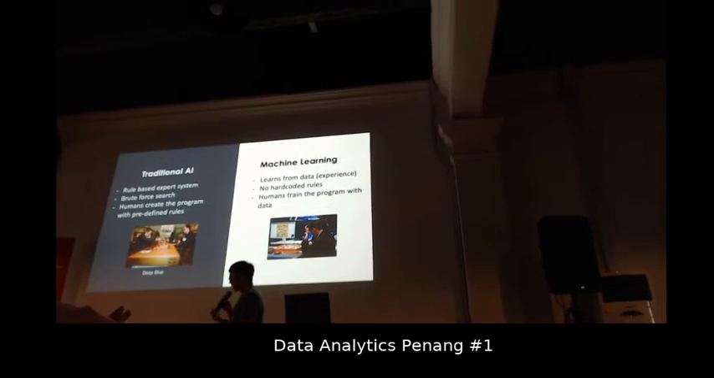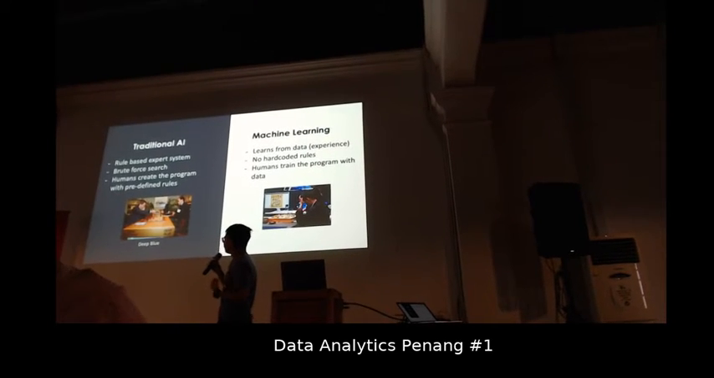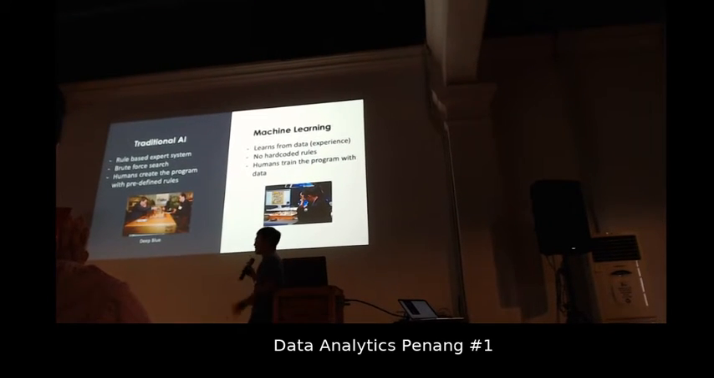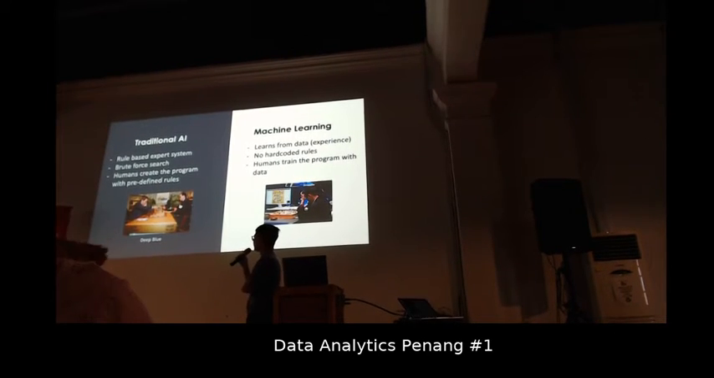Firstly, traditional AI is mostly based on rules. The rules are coded by humans, with some hardcoded and predefined rules. And then they use a brute force search to search for the best solution. This is how Deep Blue worked 20 years ago, when at that time we didn't have machine learning.